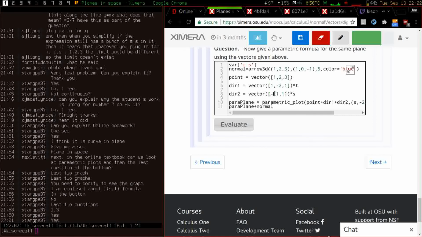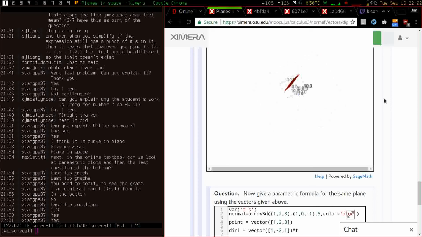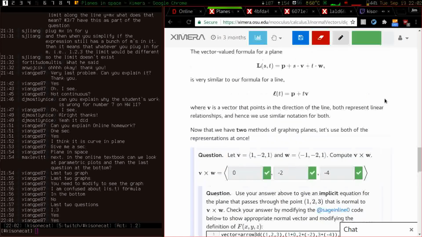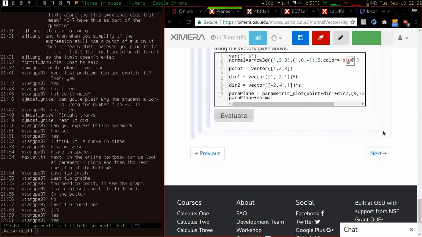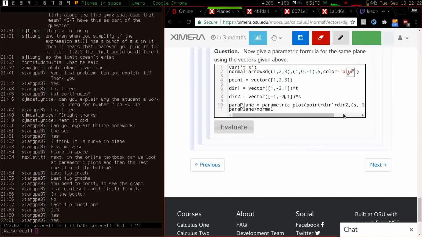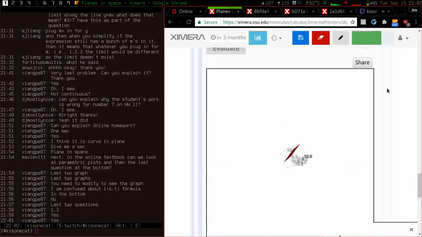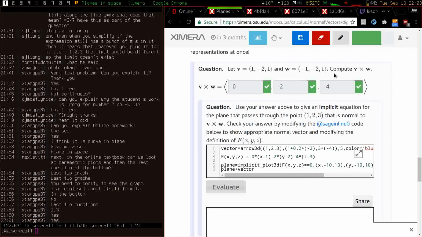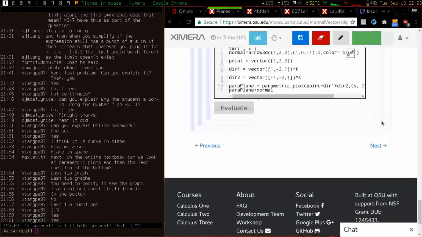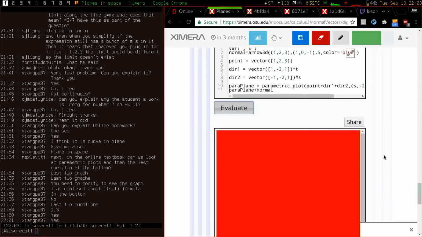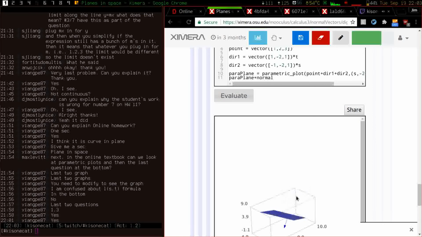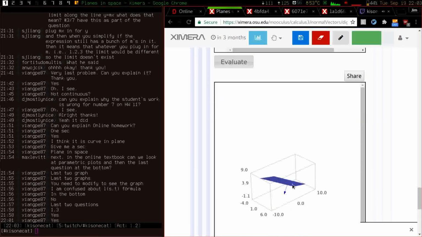Whoops, sorry, minus 1, minus 2, 1. Okay, minus 1, minus 2, 1. So that's the v and w up there. And then when I evaluate this, I'll get, oh, look at that. That looks great.